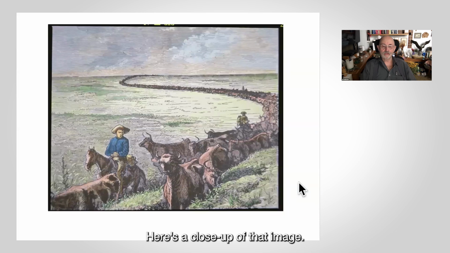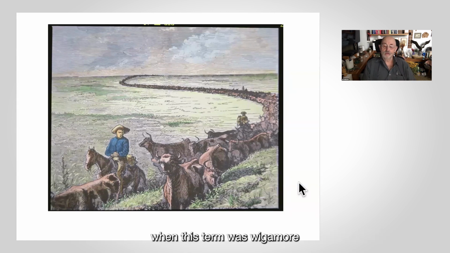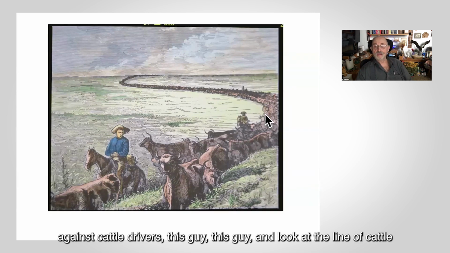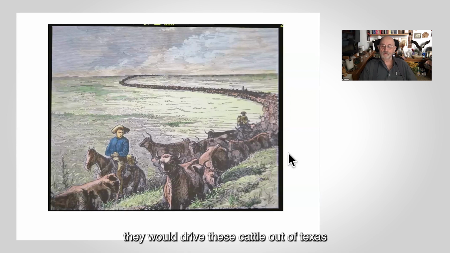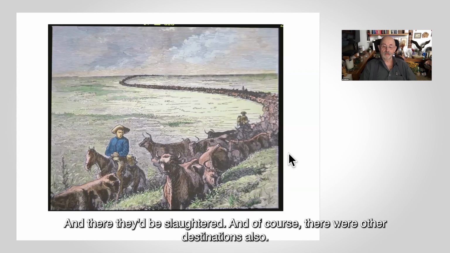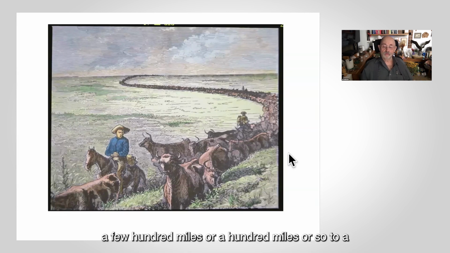Here's a close-up of that image that was very small on the last slide. This is a more modern, like in the 1800s, not the 1600s, when this term Whigamore came to be a derisive term against cattle drivers, this guy. And look at the line of cattle. Here in the US, they would drive these cattle out of Texas, north to Kansas, and there they'd be slaughtered. And of course, there were other destinations also. This became a very difficult situation when farmers started putting up fences, and these cattle could then not be driven, as you see here, walking their way a few hundred miles or 100 miles or so to a new destination.